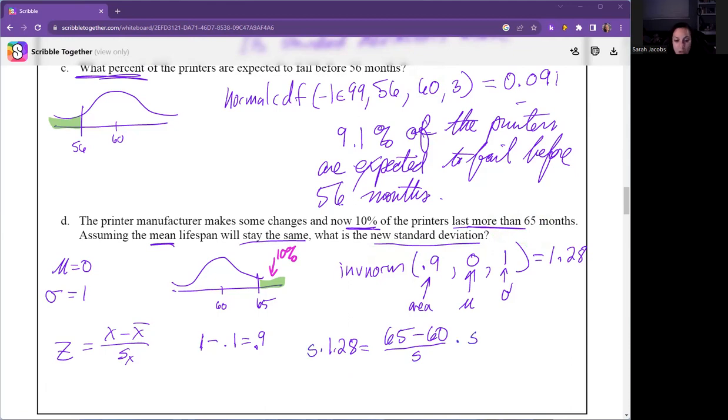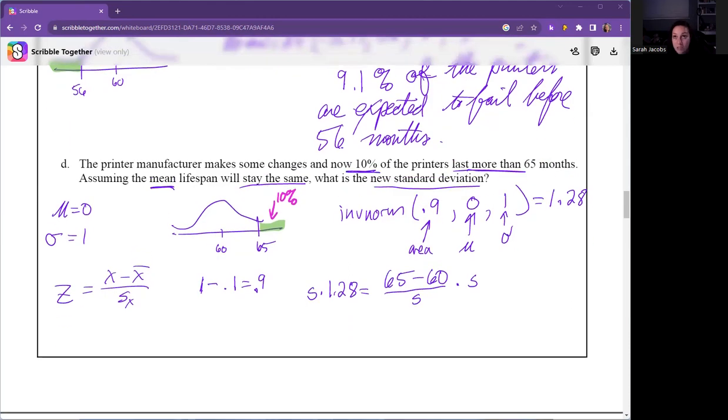And I really strongly recommend that you just write out your algebra. I saw a lot of people solve this. So you did all the challenging stuff right, all the new stats stuff right, and it was just the algebra that got you turned around. So this is going to cancel out our s's. We're left with 1.28 s on this side, and 65 minus 60 is positive 5. We'll divide by the coefficient on s, and we get the standard deviation, 5 divided by 1.28 is 3.91.